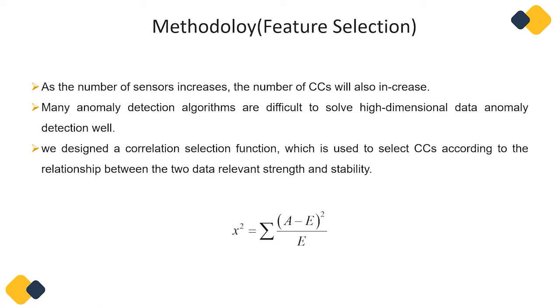So, in this paper, we designed a correlation selection function, which is used to select correlation coefficients according to the relationship between the two data, their relevant strength and stability. The formula used here is shown on the screen.